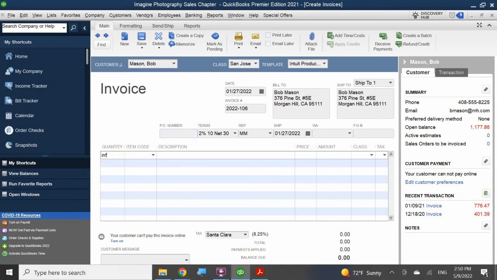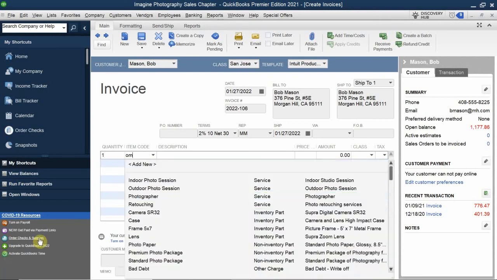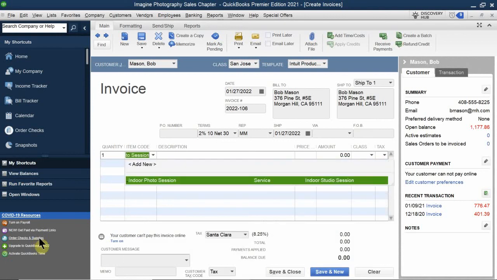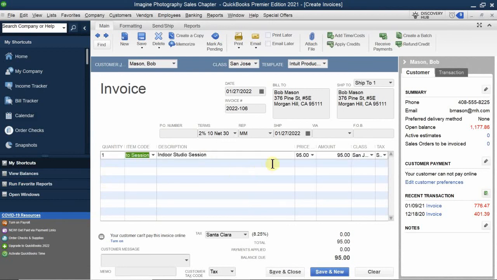He bought an indoor photo session. Oh, so quantity goes first. So he bought one photo indoor. There you go, indoor. I just typed in IND, and there it is, indoor photo session. It's going to cost you $95. So multiplied by 1 gives you $95, San Jose. And it's taxed at the service price, because in this case, it's a service item. It's not a product you sold.